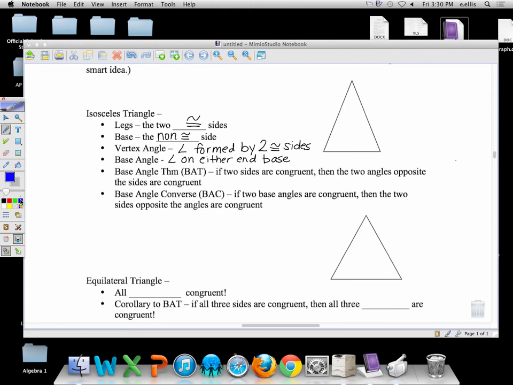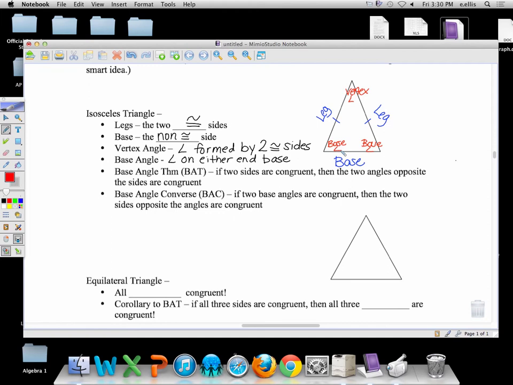Now, on an isosceles triangle, remember you have two congruent sides, and those are the legs. The random non-congruent one at the bottom, down here, that is your base. Angle-wise, where the two legs meet up here at the top, this is your vertex angle. And then across the bottom, where you touch your base, you get your two different base angles. Just so you're remembering the different parts.